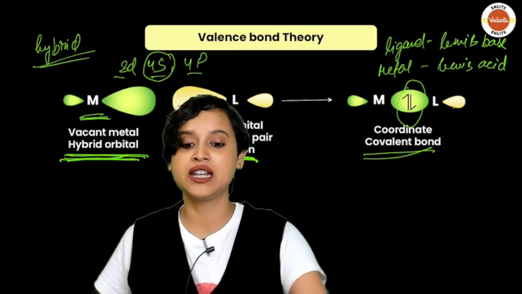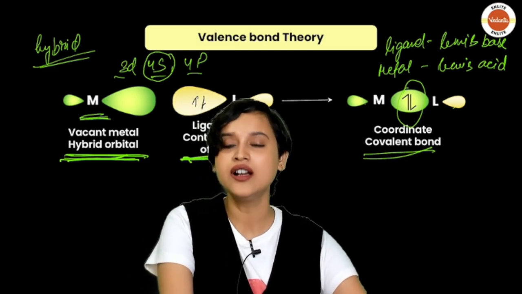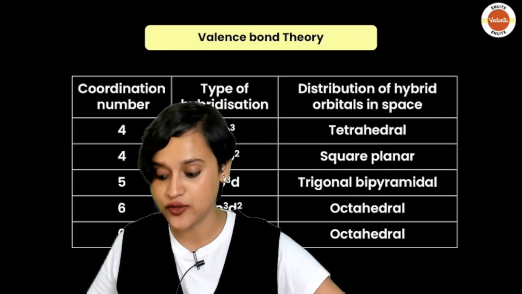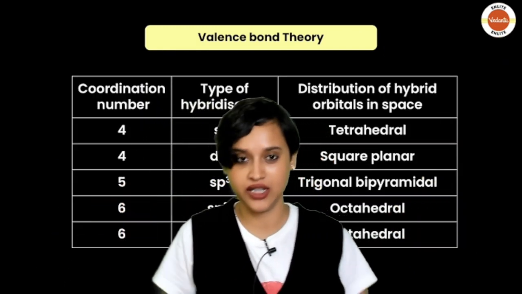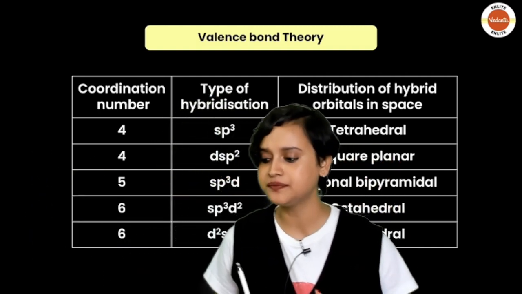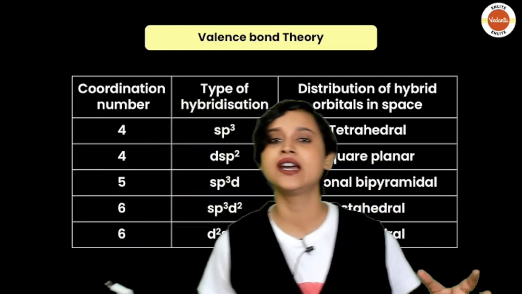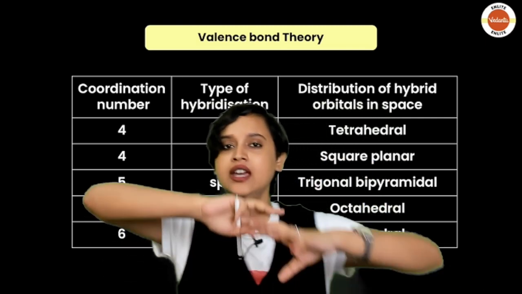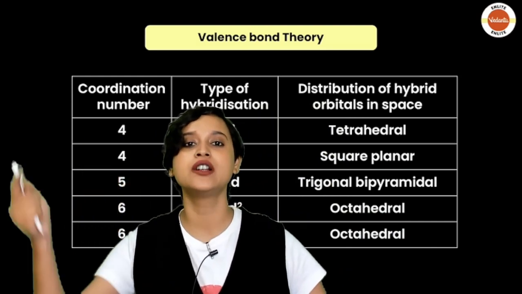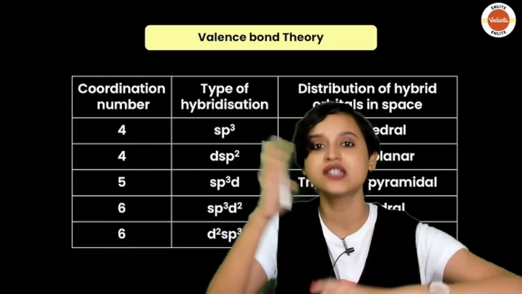And this, my dear students, is your valence bond theory. Clear? I've told you a huge story about valence bond theory. I hope you are clear about it. Now, once they have hybridized, how do they share the space? What is the distribution of hybrid orbitals in space? How is it arranged in the space?